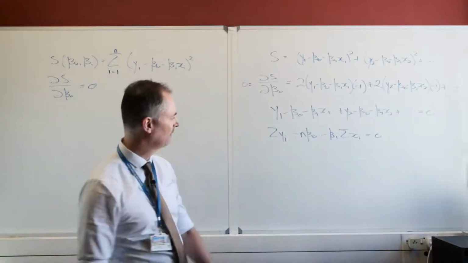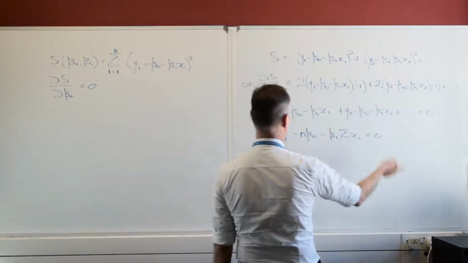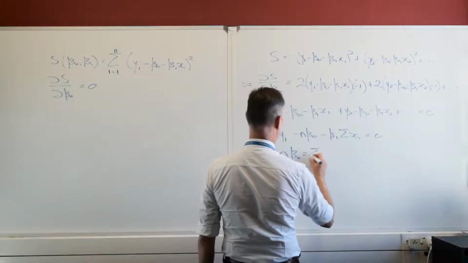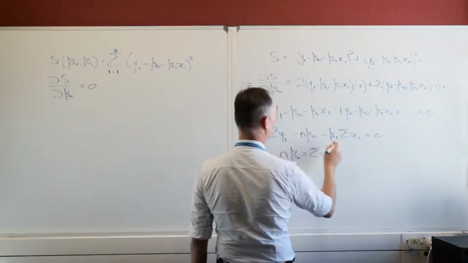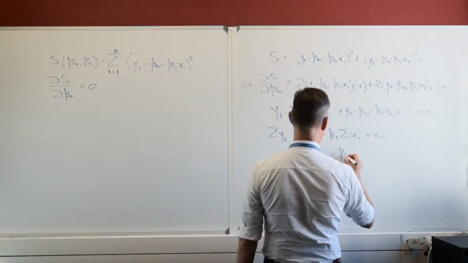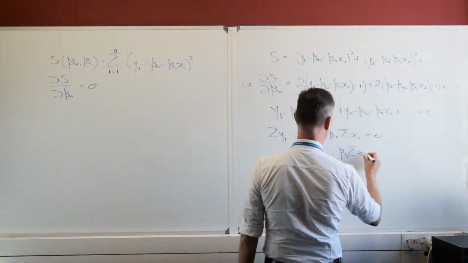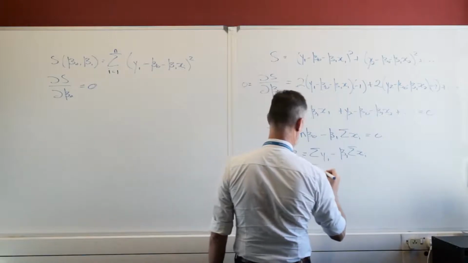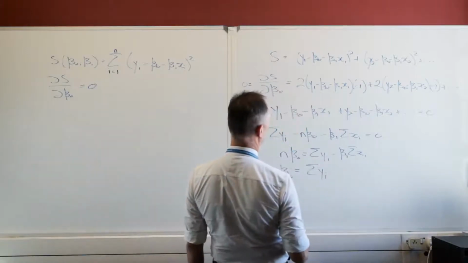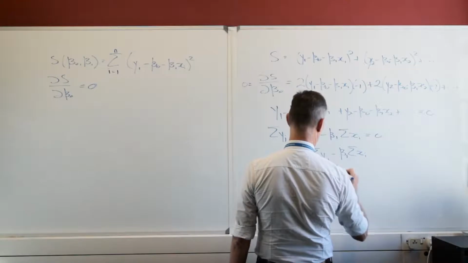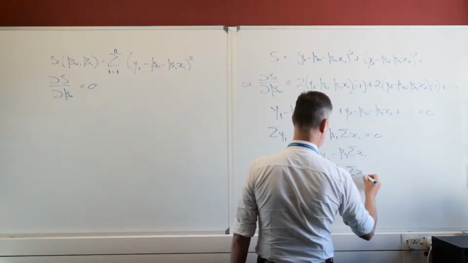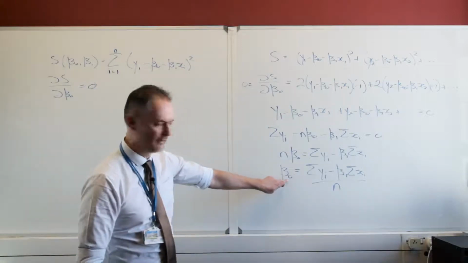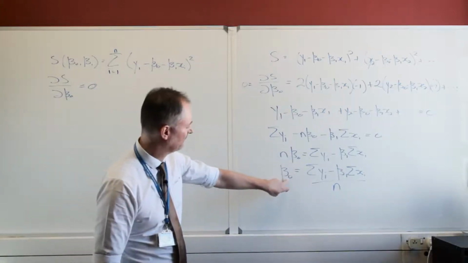And all I have to do now is solve for this. If I take that over to the other side, that's going to be n b sub 0, and that's going to be the sum of y sub i minus beta sub 1 times the sum of x sub i's. And I'm left with the fact that beta sub 0 equals the sum of y sub i minus beta 1 times the sum of x sub i's, divided by n. So I have an equation now for beta sub 0.